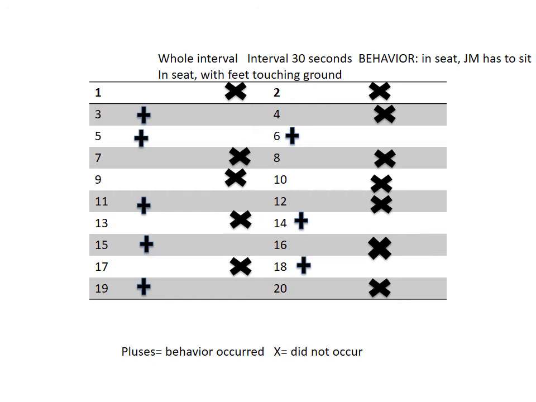And that's how it would look filled out. So as you can see on there, in interval 3, 5, 6, 11, 14, 15, 18, and 19, JM was in his seat for the entire 30-second interval.